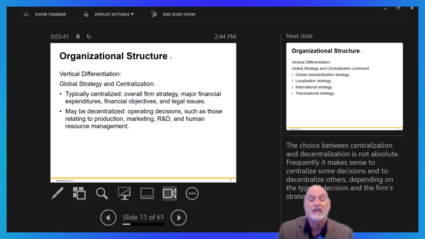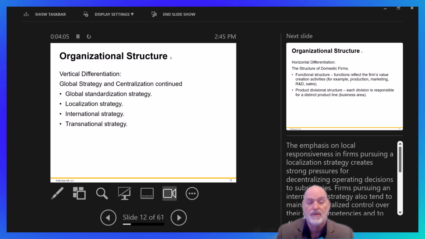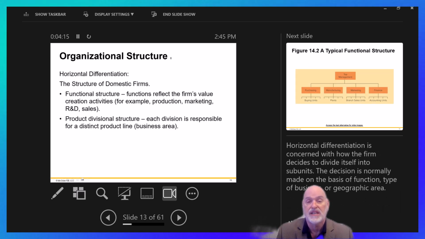In vertical differentiation, we have global strategy and centralization. It's typically centralized for the overall firm strategy, major financial expenditures, financial objectives, and legal issues. It may be decentralized with operating decisions such as those relating to production, marketing, R&D, and human resource management. Global standardization strategy, localization strategy, international strategy, and transnational strategy are all part of the organizational structure.